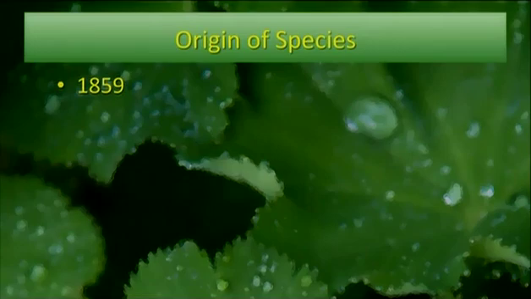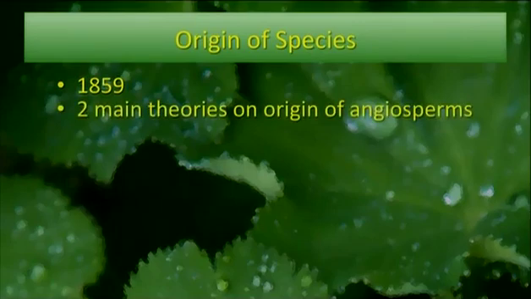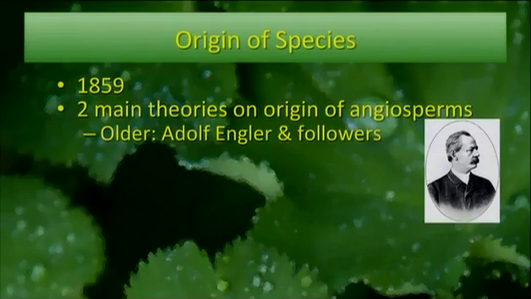Now, in 1859, The Origin of Species by Means of Natural Selection was published. By who? Do you remember? It was Charles Darwin, right? Since then, they've had two main theories on how angiosperms originated. The older of the two main theories was put forth by Adolf Engler and his followers, but this theory on the origin of angiosperms is now mostly disregarded. Here's a picture of Engler.